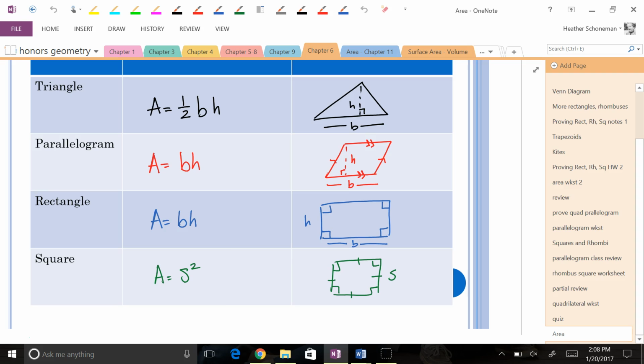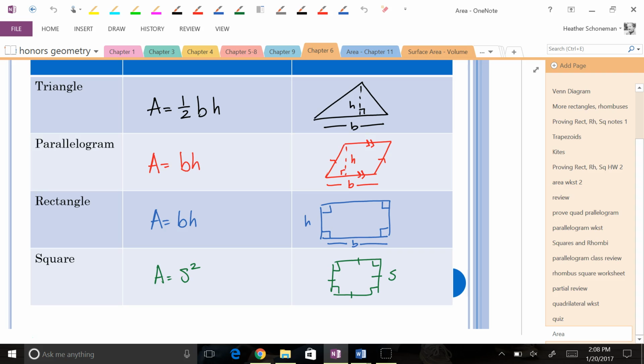Parallelogram, area equals base times height. And then I drew a parallelogram. You know it's a parallelogram because opposite sides are parallel. Now, with this being a video, it might get a little fast for you to write and keep up, but remember, you can always pause it at any time to catch up with the writing.